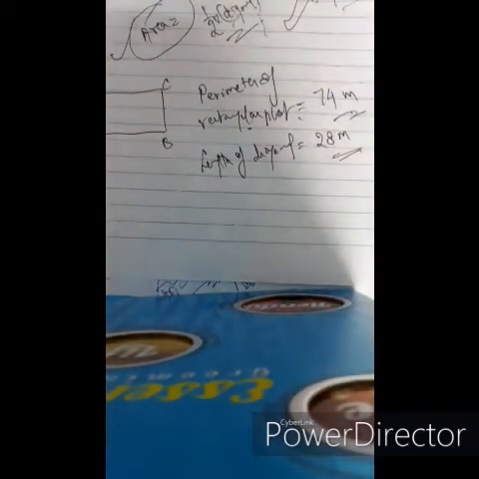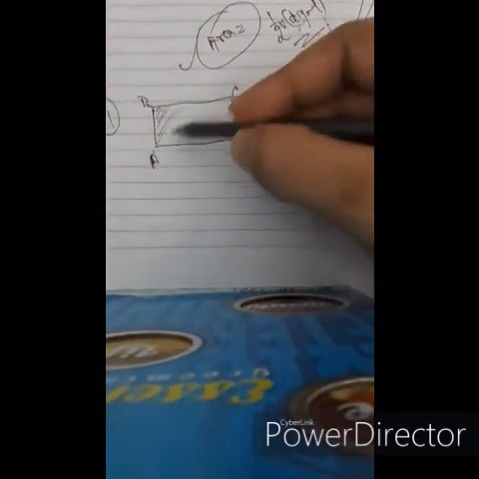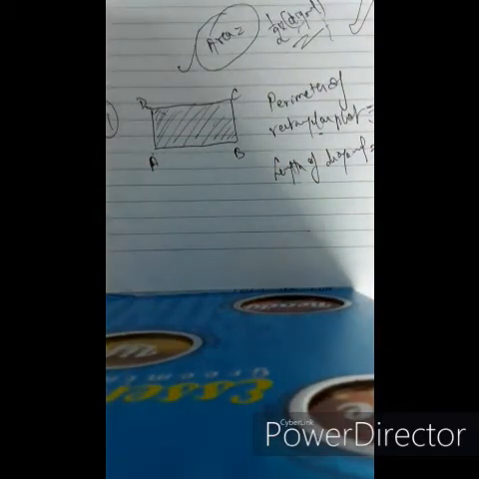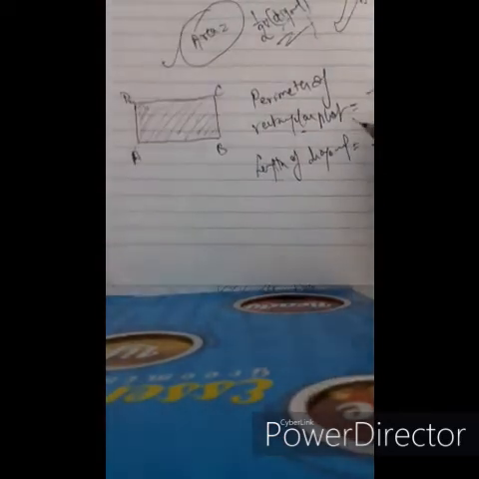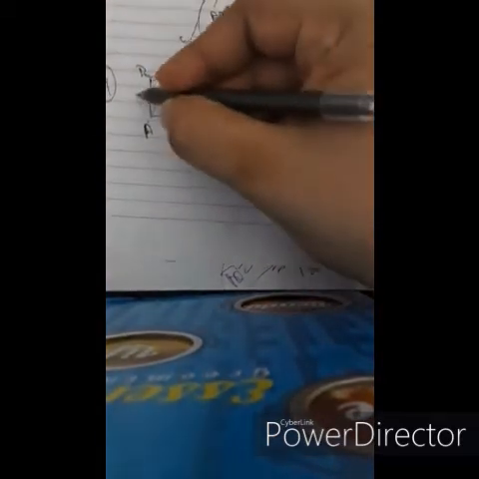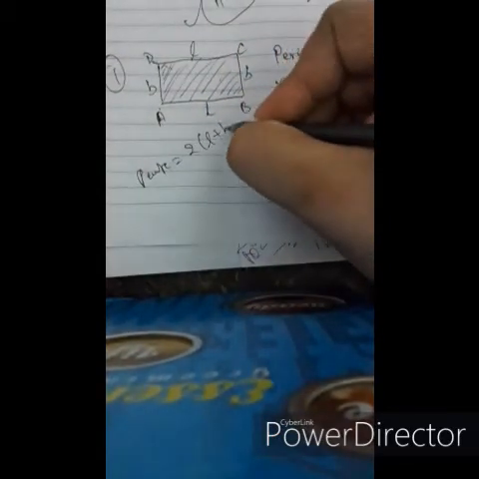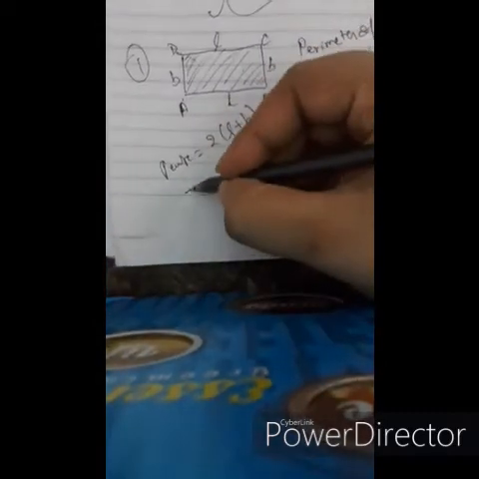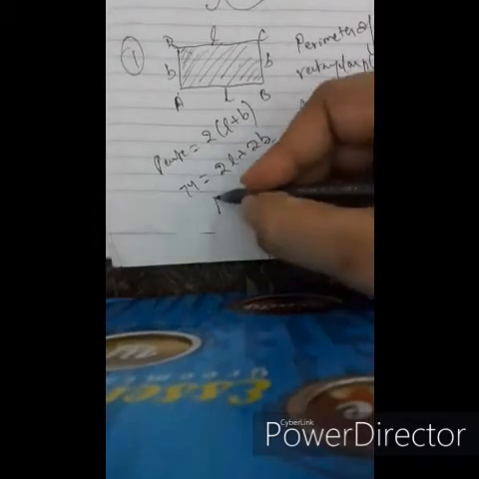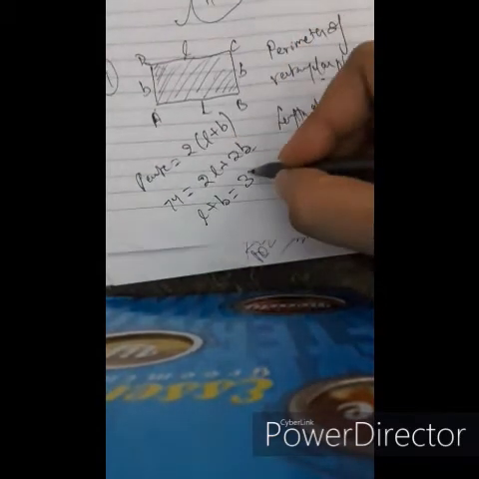Of its area. All right, so you see the plot is rectangular, so we have to take formulas for a rectangle. So what is the perimeter of a rectangle? It's 2 into, this is length, this is breadth. So perimeter of rectangle is 2 into L plus B, that is 74 meter is equal to 2L plus 2B, that is L plus B equals 37.